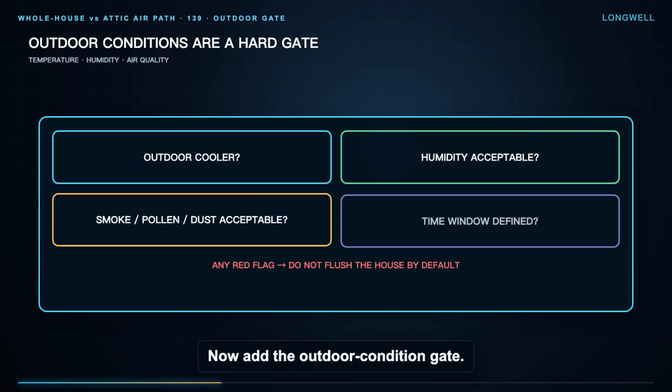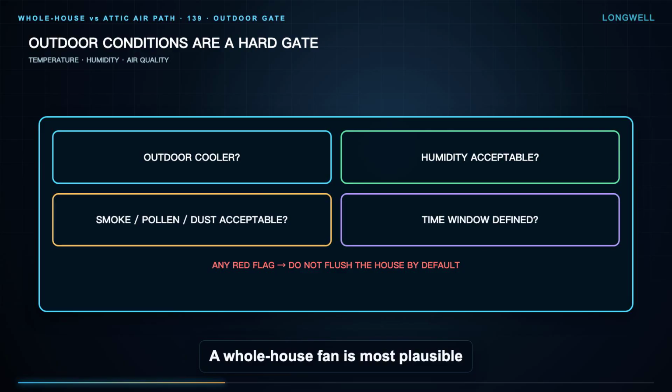Now add the outdoor condition gate. A whole house fan is most plausible when outdoor air is meaningfully better for the indoor goal: cooler enough, not excessively humid, and acceptable for smoke, pollen, dust, or other local air quality concerns. If the outdoor air is hotter, very humid, or contaminated, bringing more of it through the house can work against comfort or indoor air goals. An attic fan has a different exposure path, but moisture, weather, and vent design still matter. Neither system gets a permanent green light from the calendar alone.